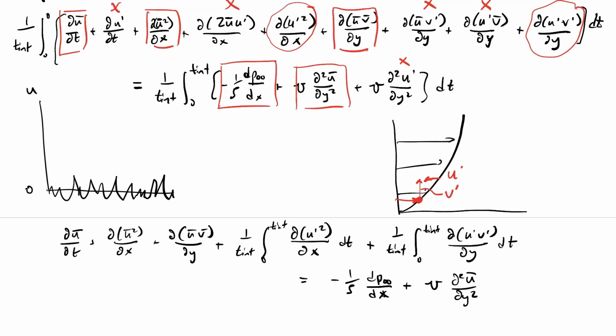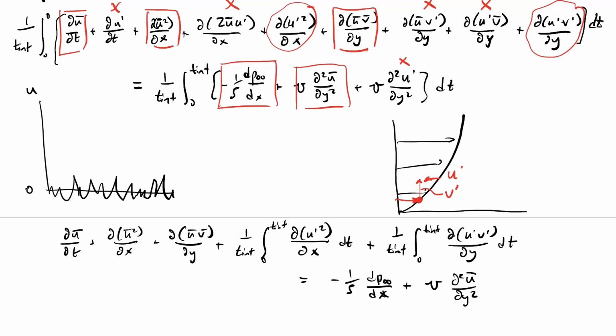So why did we keep it as this? Because we actually don't know how to evaluate it. We don't have a model for u prime, other than to say that we know it's some variability around the mean. We don't really have a model for it, so we don't have a way of writing a function for this quite yet. So we just leave it in this integral form for now.